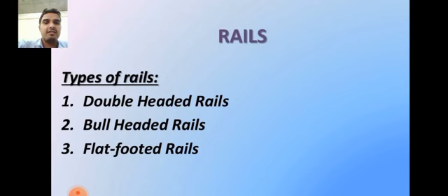Types of rail. There are three types of rail: double-headed rail, bull-headed rail, and third, flat-footed rail.